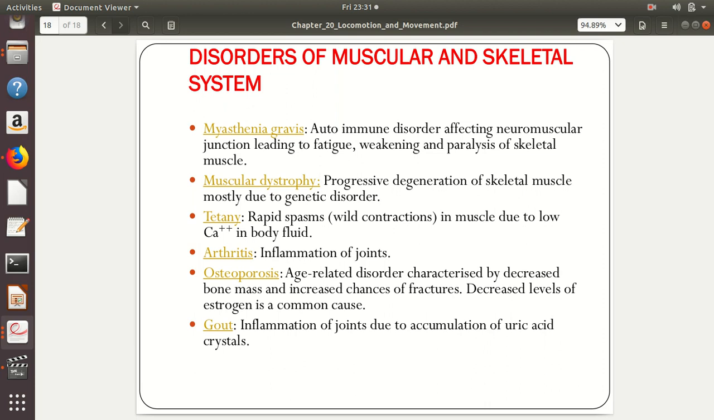And this completes our description of the locomotion and movement chapter.